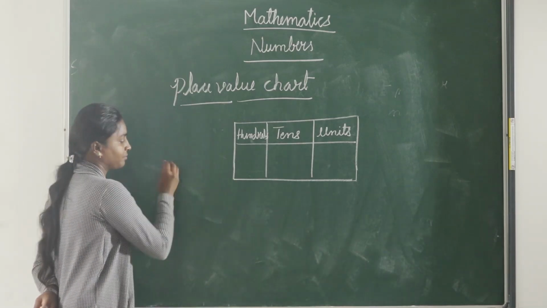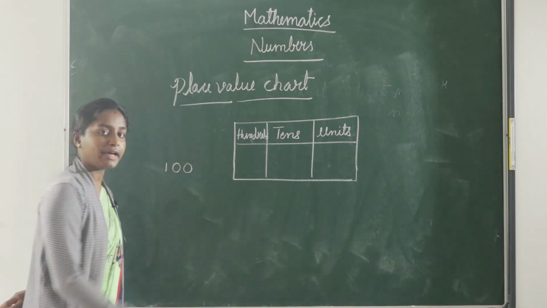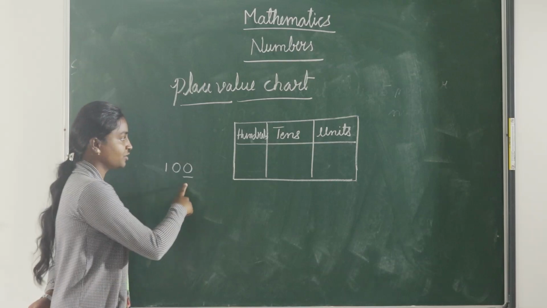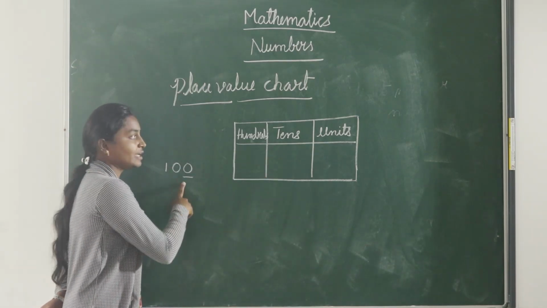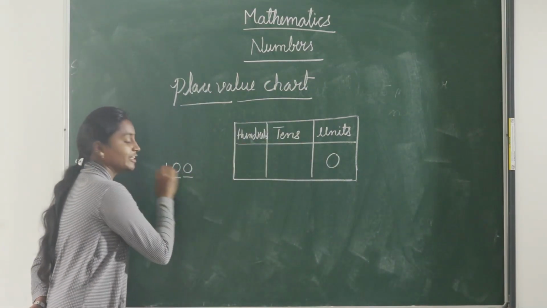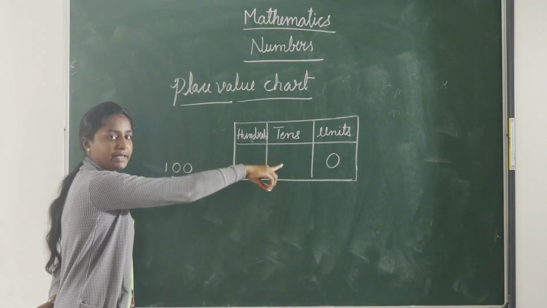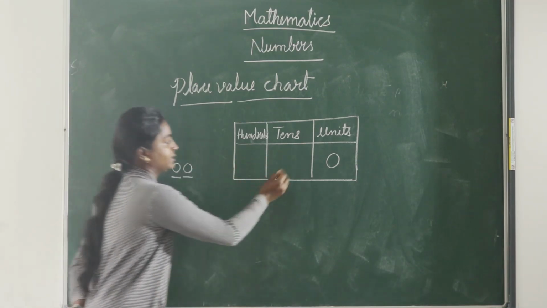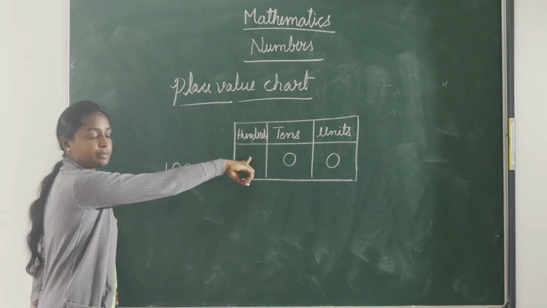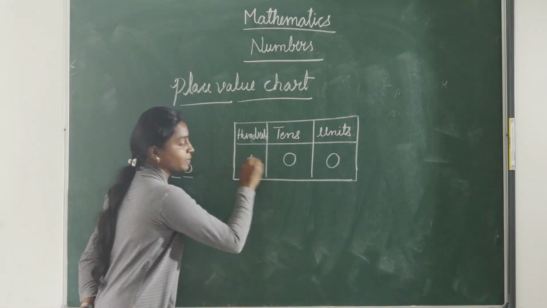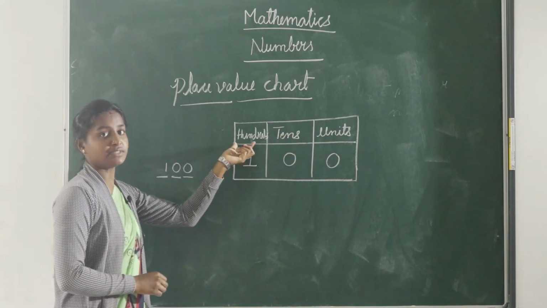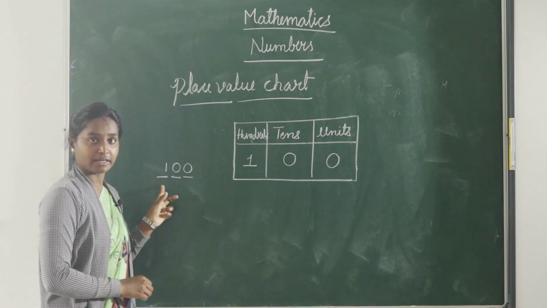For example, if we take number 100, how to write this number in place value chart? So where 0 stands in units place. So let's write 0 in units place. Where this another 0 stands, it stands in tens place. So let's write this 0 in tens place. And where does this 1 stand? That is in hundreds place. So let's write in hundreds place. So in previous year you have learnt only about units and tens. Here we added one more term, that is hundreds. So in that place we are writing 1.